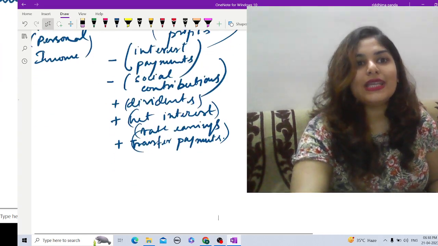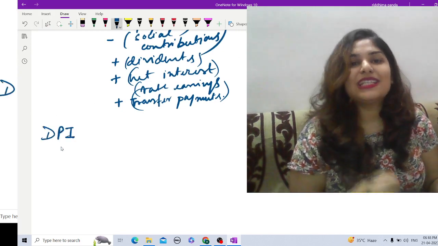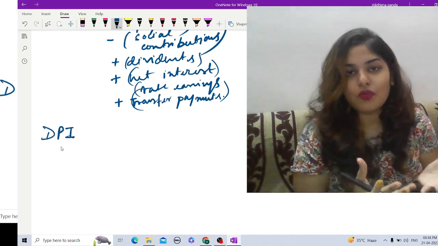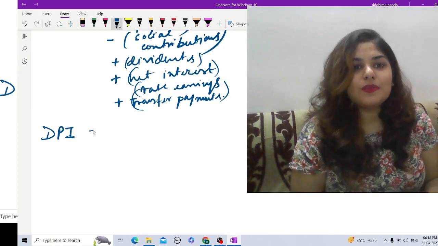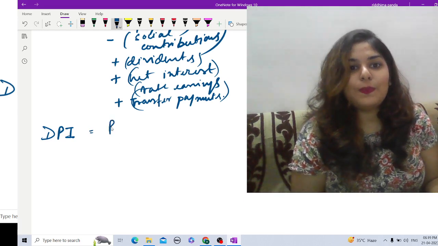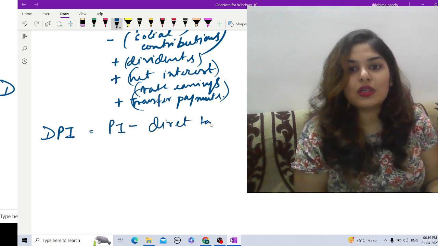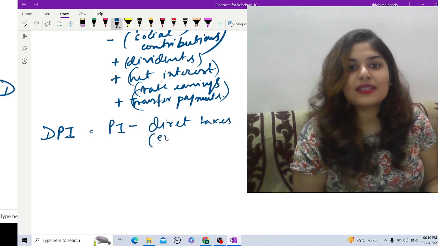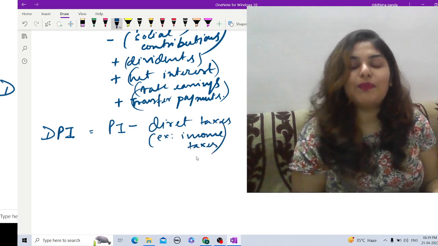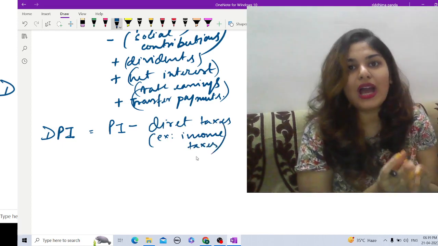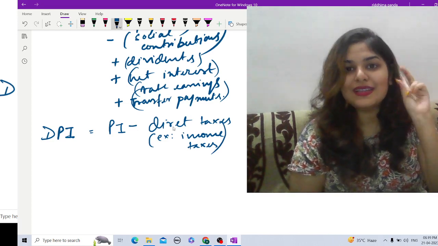Now the last one is our disposable personal income, that is DPI. Disposable means that is the leftover after what? After paying the taxes to the government. So disposable income is equal to the personal income that is left after paying direct taxes to the government. So what are direct taxes? Example, income tax. After you have paid these taxes to the government, whatever remaining you have, that is your disposable income. So disposable income is personal income minus direct taxes.